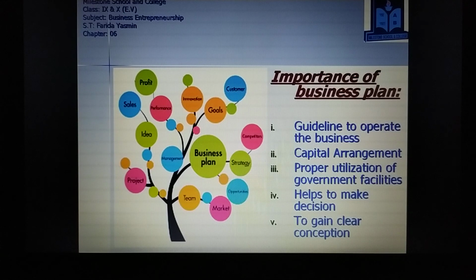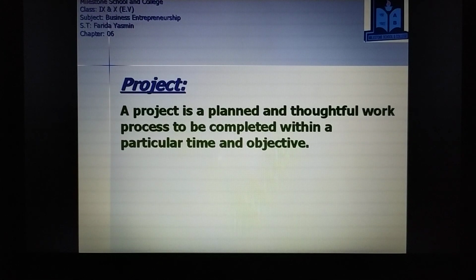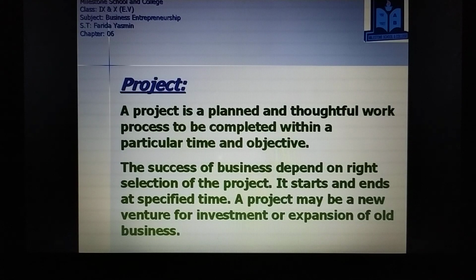Students, now our next topic is about project. What is project? A project is a planned and thoughtful work process to be completed within a particular time and objective. The success of business depends on right selection of the project. It starts and ends at specified time. A project may be a new venture for investment or expansion of old business.